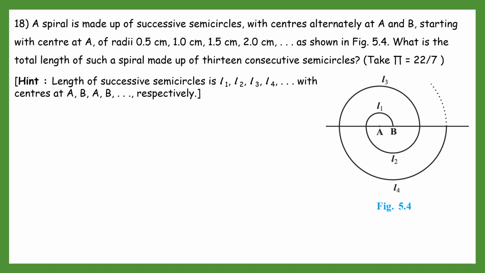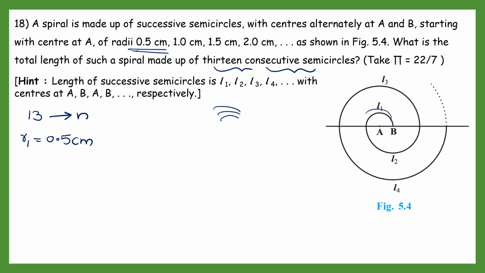Let's see the problem. Here they are telling that there will be 13 consecutive semicircles. So the total number of semicircles n is 13. In the figure you have L1, L2 and so on, and 13 will be there. They have given the radius of the first semicircle, so R1 is 0.5 centimeters.